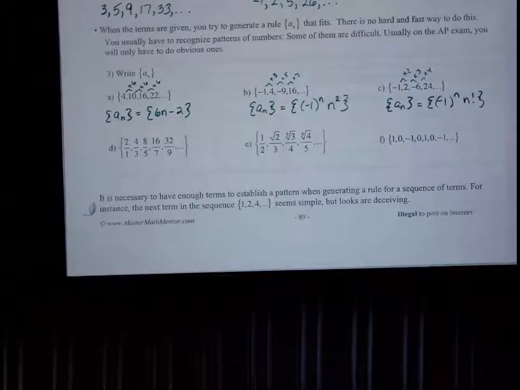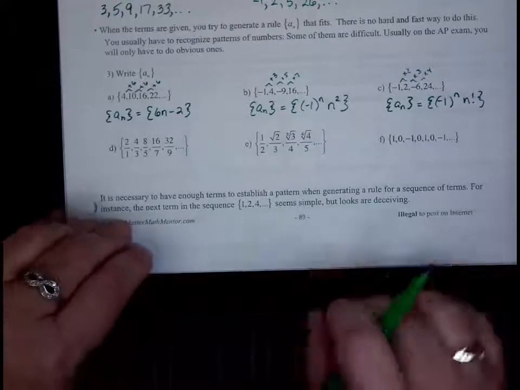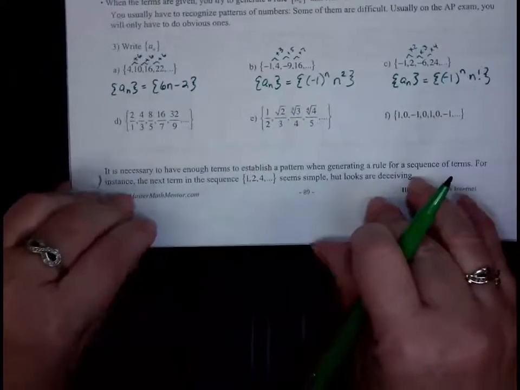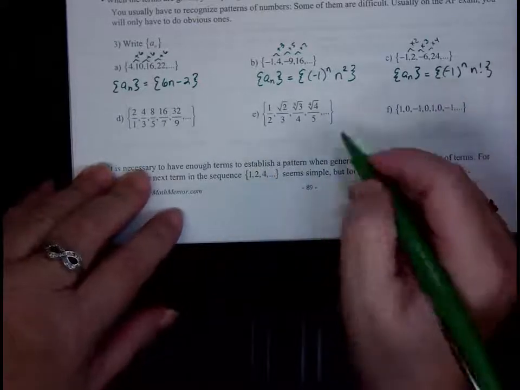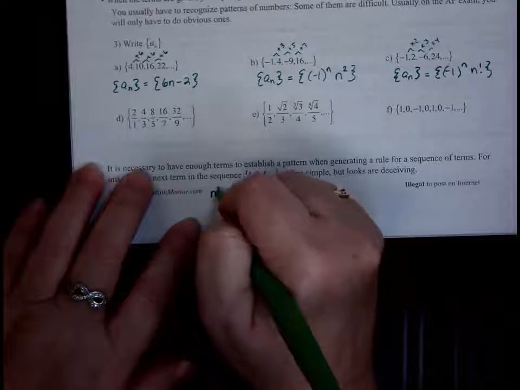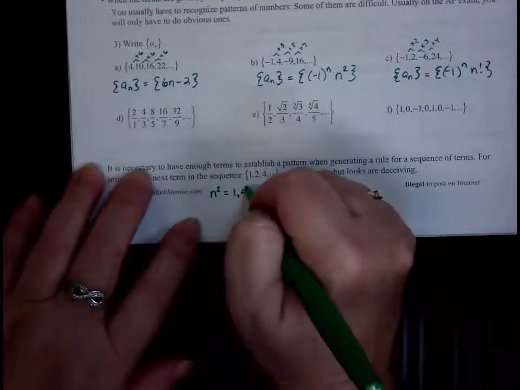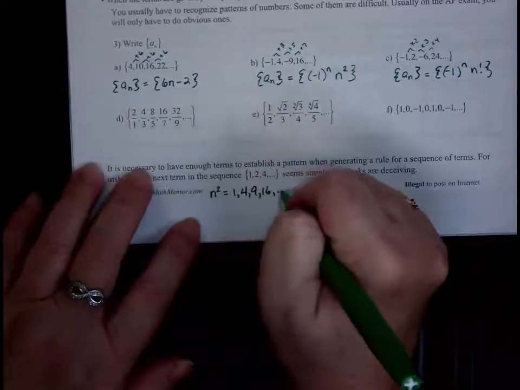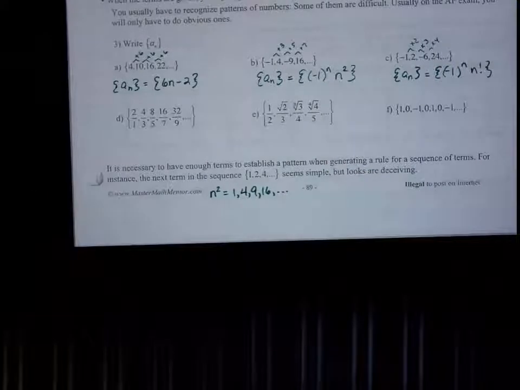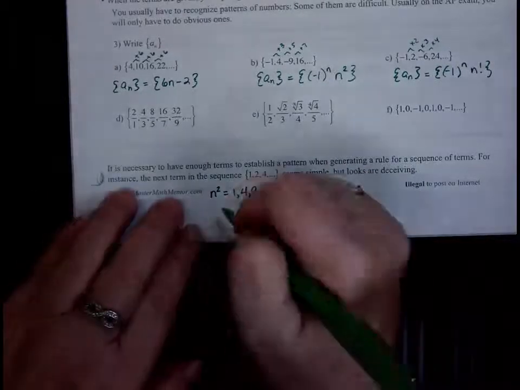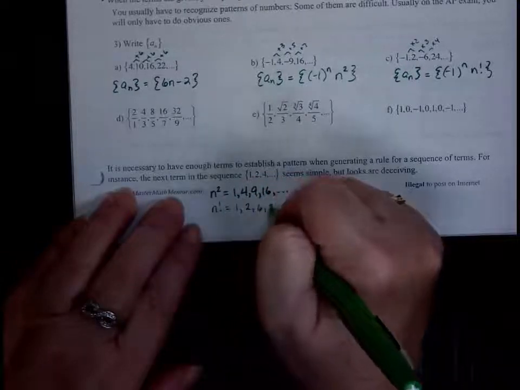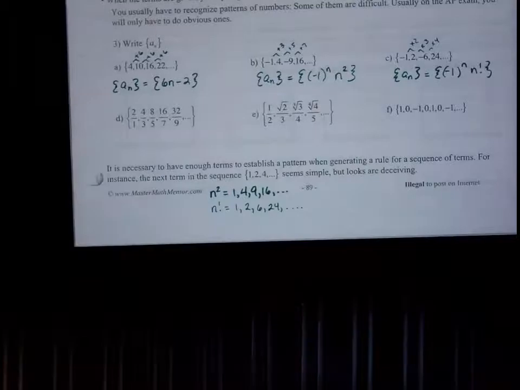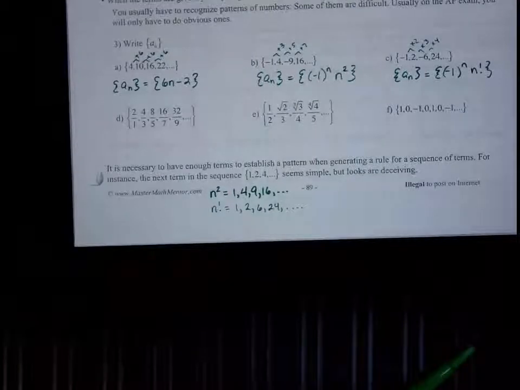Okay, so I want to jump to the bottom of the page and write you a little helpful hint cheat sheet. Because these two patterns, if you don't know them just from sight, it helps to have them to look at. N squared is 1, 4, 9, 16, and so on. N factorial is 1, 2, 6, 24, and so on.